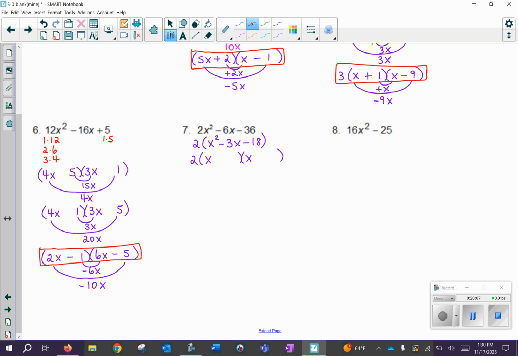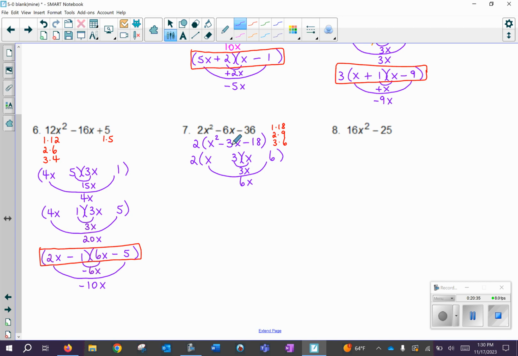Going on the side and doing my numbers for 18. 1 times 18, 2 times 9, 3 times 6. The 90-10 rule says 3 and 6 is the best option. So put 3, put 6. Outer gives me 6x. Inner gives me 3x. 6 plus 3 would be 9. Not what I want. 6 minus 3 is a 3.